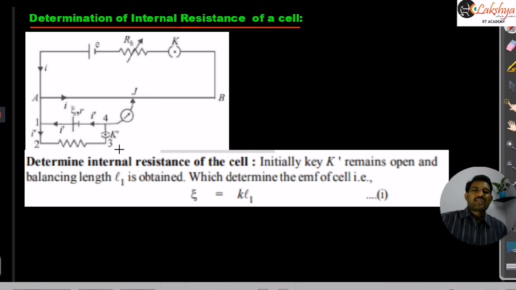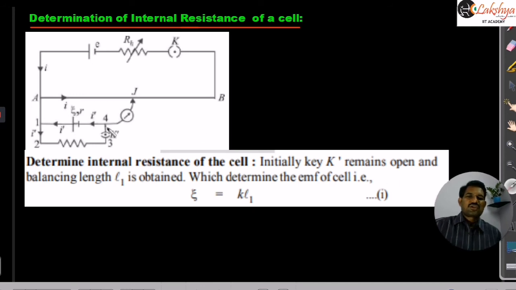Now, additionally, the difference in the circuit arrangement is that here we connect some resistance across the cell, or in parallel with the cell, through another plug key. Let it be K dash. Here we are already using K, so I am taking this as K dash. So initially our procedure is, that is the only difference here.